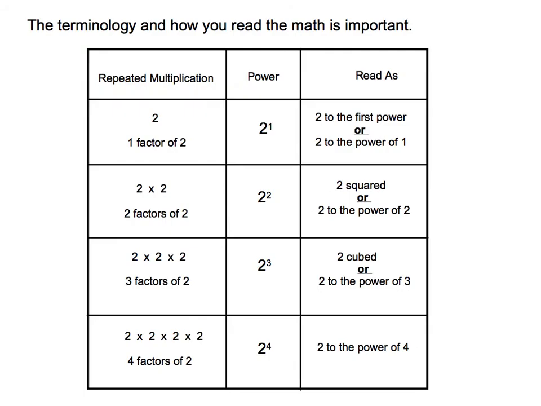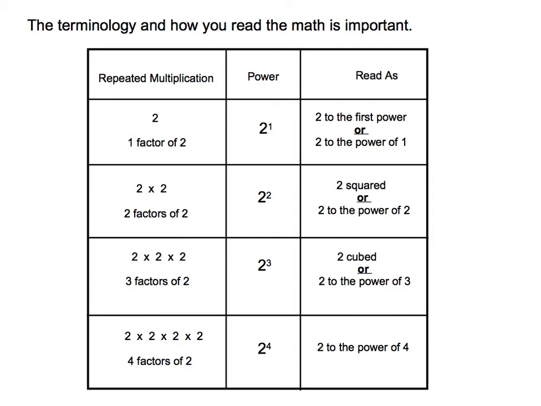Now there's a whole bunch of different ways you can read a power. So when you have just the number 2, it's actually 2 to the power of 1. If there is no exponent, you assume that it's 1. So it would be 2 to the power of 1 or 2 to the first power. There's two different ways you can read that. If you have 2 times 2, two ways you can read that as a power is 2 squared, which we did in lesson 1, or 2 to the power of 2.